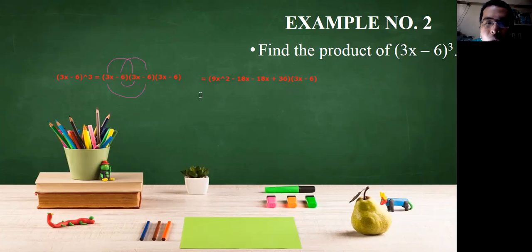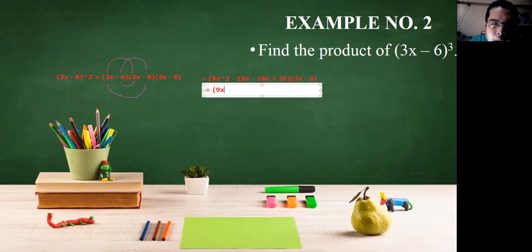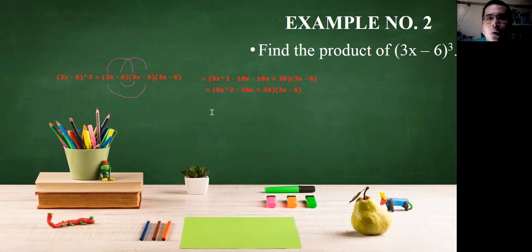Okay. So combining similar terms, your expression will be 9x squared minus 36x, then plus 36. So we're going to multiply it by 3x minus 6 because we're not yet done, because we only multiplied two terms, and by the exponent of 3, we meant that we're going to multiply it 3 times. So we will multiply it by another 3x minus 6. So, one last time.